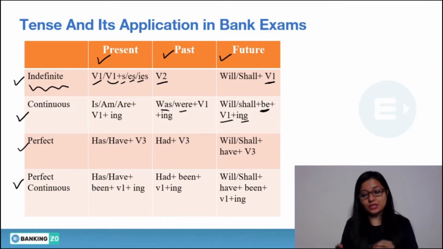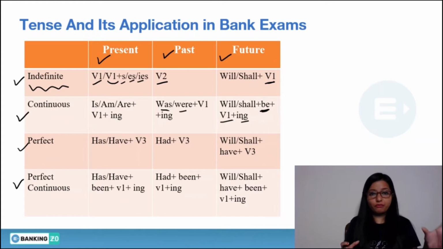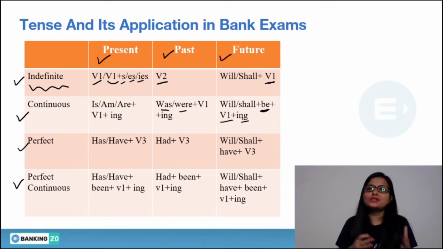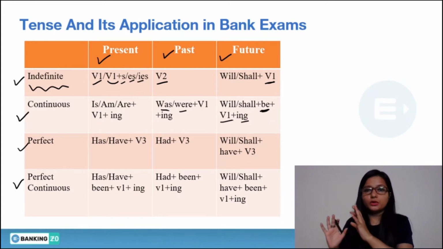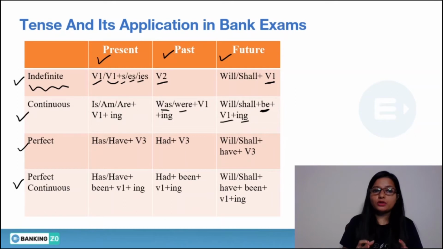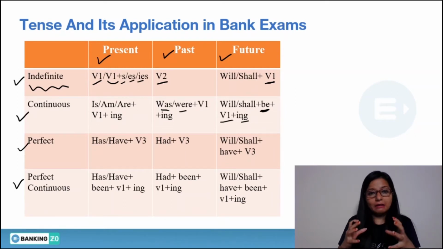So whenever you have continuous tense, you will change the auxiliary form, like is, am, are. If you're talking about past, you will use was, were. If you're talking about future, you will use will or shall with your be. But every time you are talking about continuous, you will have the ing form with the first form of the verb.